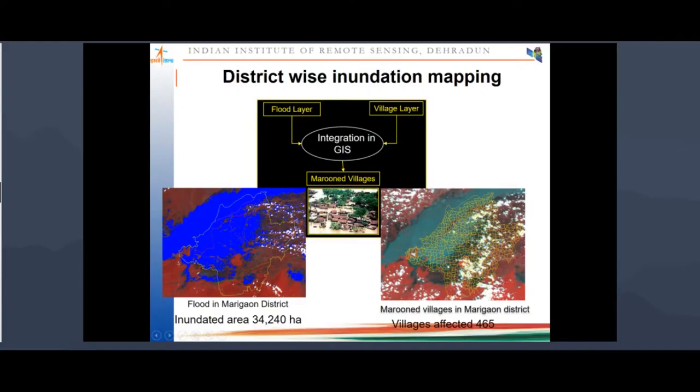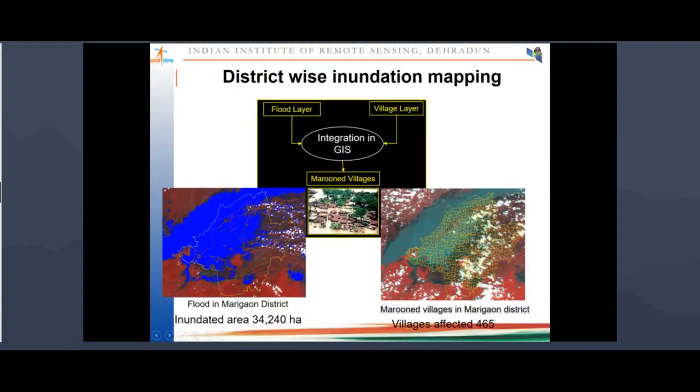Not only that, population. You already have population and agriculture area. So all this information you will get immediately within a few hours only. And that is the importance of remote sensing and GIS, integration of remote sensing in GIS. And that's how we monitor.